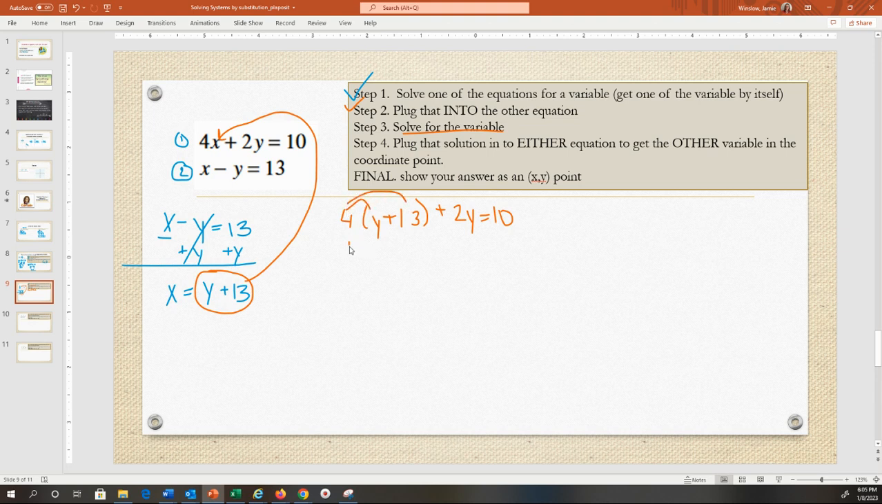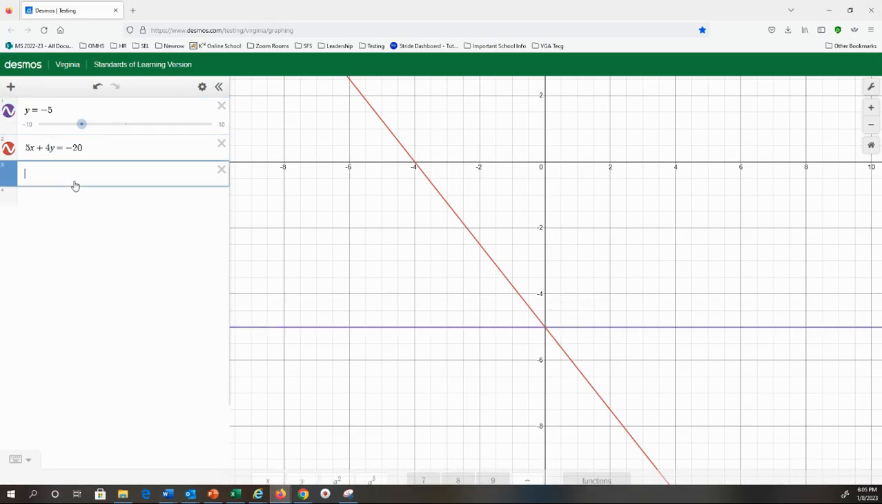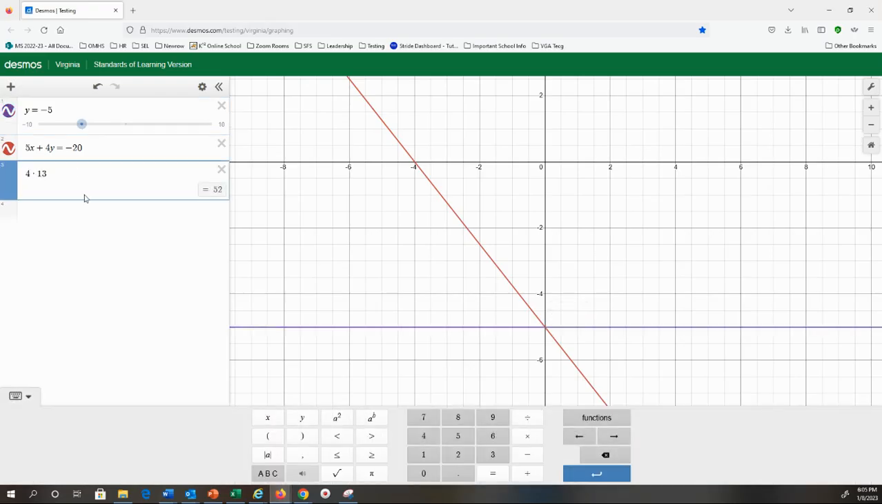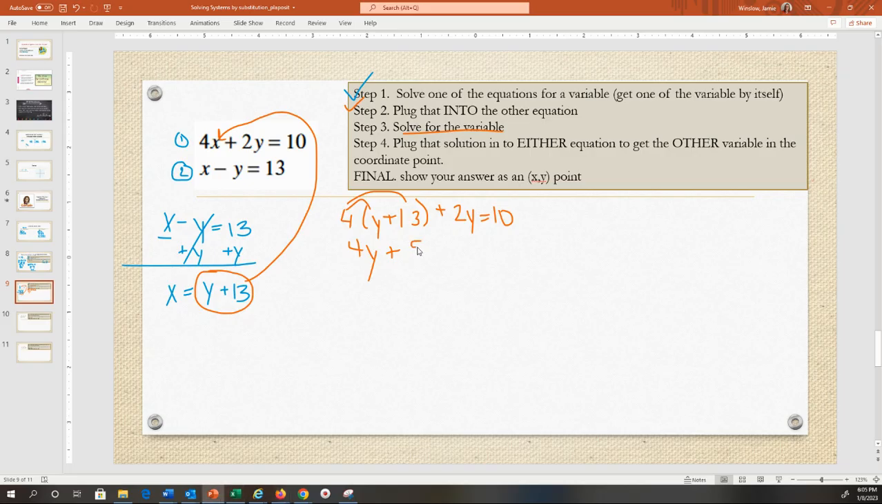So we're going to distribute the 4: 4y plus 4 times 13. Why not just very quickly check? 4 times 13, that's 52. Plus 2y equals 10. Okay, now we're going to combine like terms. 4y plus 2y is 6y. And subtract 52 from both sides. 6y equals -42. Getting closer.